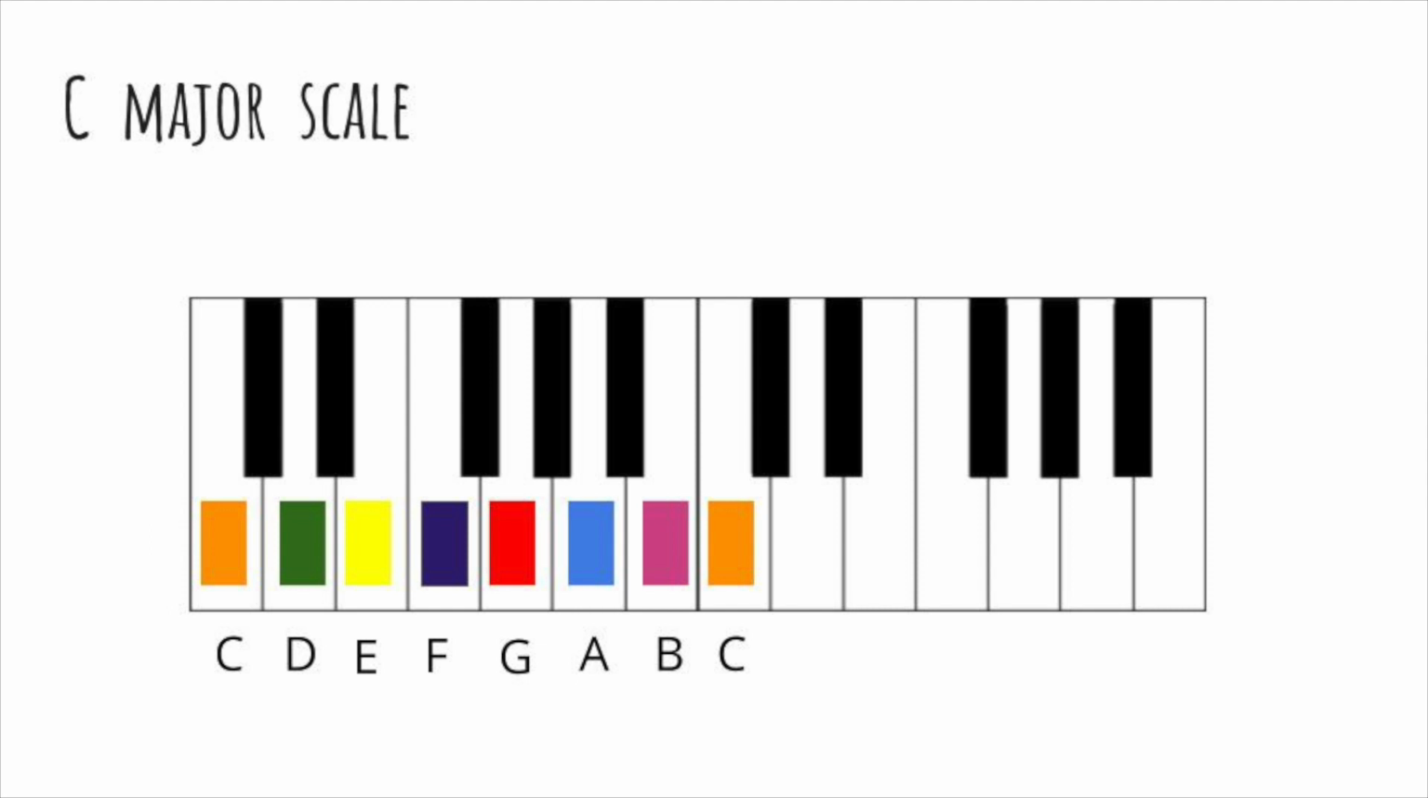So if we want to break it down into tones and semitones, we've got C to D is a tone, D to E is a tone, E to F is a semitone, F to G is a tone, G to A is a tone, A to B is a tone, and then B to C is a semitone.